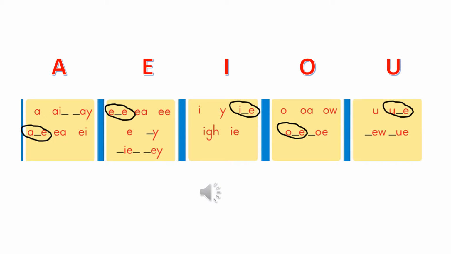And when we look more closely at each of the spelling patterns on each of the 5 vowel cards, you can see that every card shares one spelling pattern: the vowel followed by a consonant followed by a silent E. And I've circled that pattern on each of the cards so that you can see.